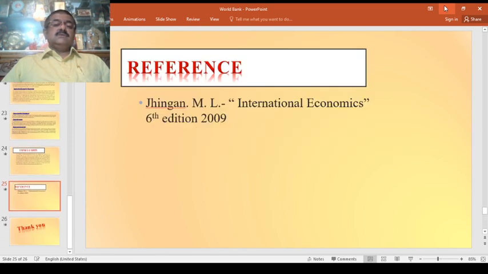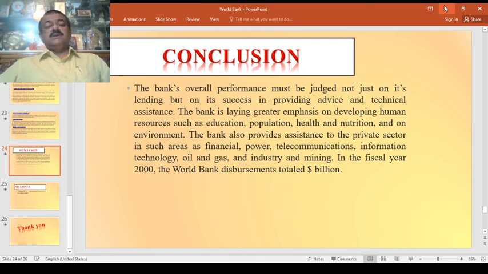So these are the things that we discussed, and particularly as a reference I used International Economics by M.L. Jhingan and some internet sources, because data are not available every time. So with these ideas, I hope that you understood the concepts and the purpose, and how the role of this institution is doing better for the economy and the world economy. So with these words, I would like to conclude the IBRD, otherwise the World Bank.